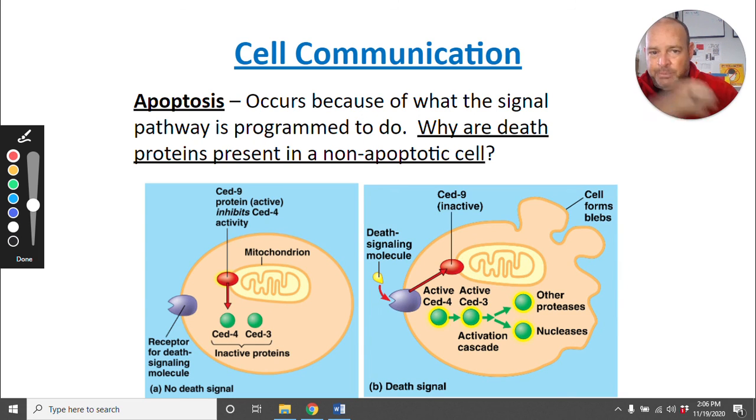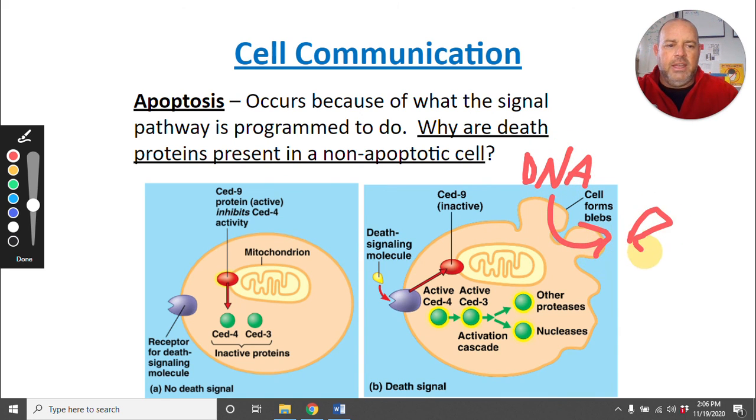And then this question up here, why are death proteins in a non-apoptotic cell? This cell is not going through apoptosis, but it still has the death proteins in there. Well, why would that be? Well, it's because if they weren't there and you needed a cell to go through this, what would have to happen? Well, you'd have to have DNA to RNA, sorry for the writing, all the way to a protein, in order to make a protein.